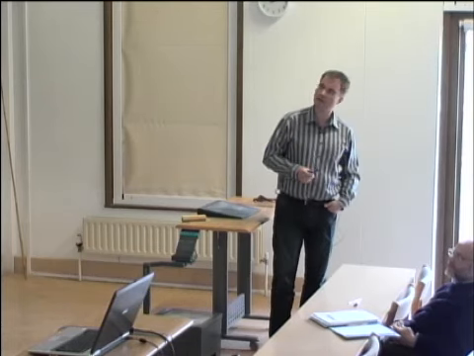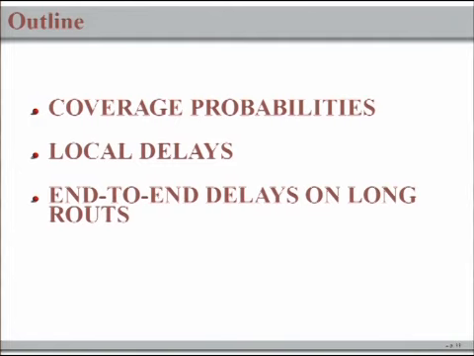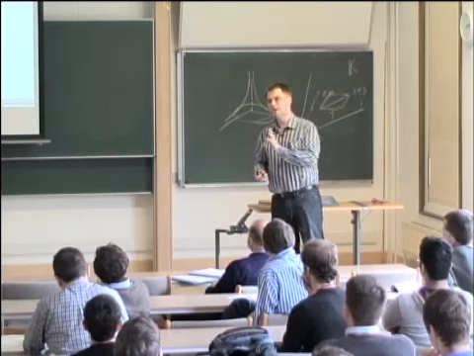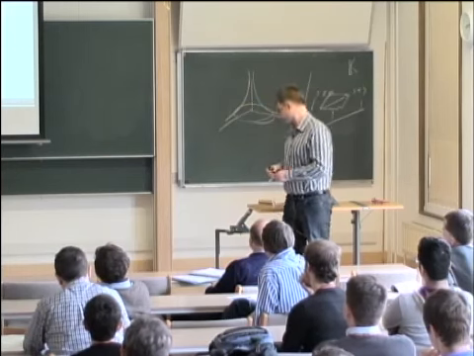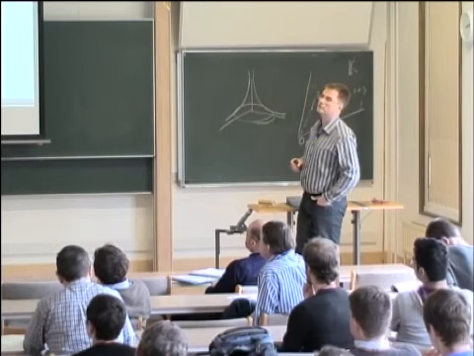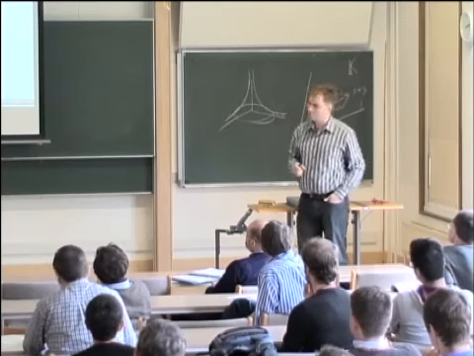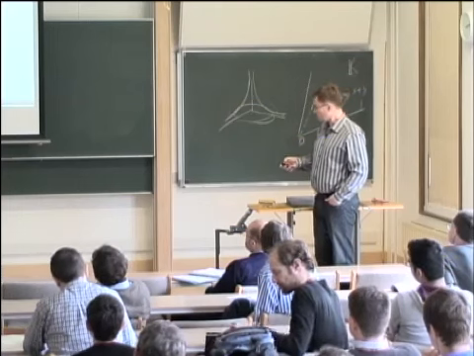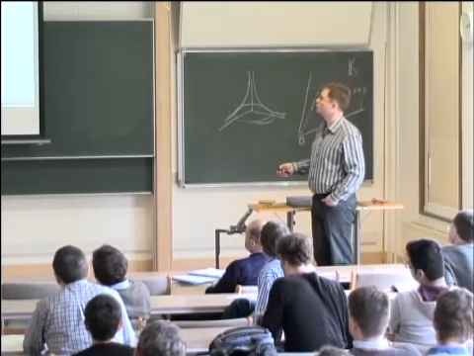So here is the outline of the remaining part of the talk. There'll be three parts. I'll spend most of my time on something that I call coverage probabilities. Coverage probabilities sound familiar to stochastic geometers. It's not going to be exactly the same because the models are not the same, but it's pretty related to what is usually called coverage probability in stochastic geometry. Then I'll slowly go to local delays.